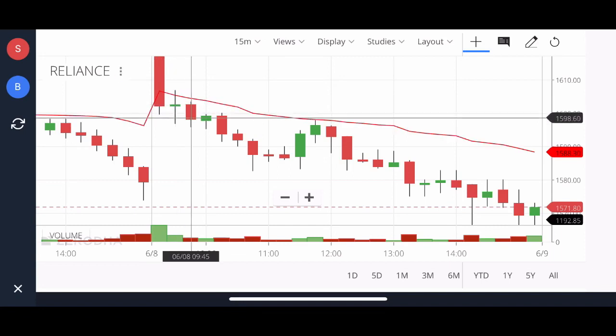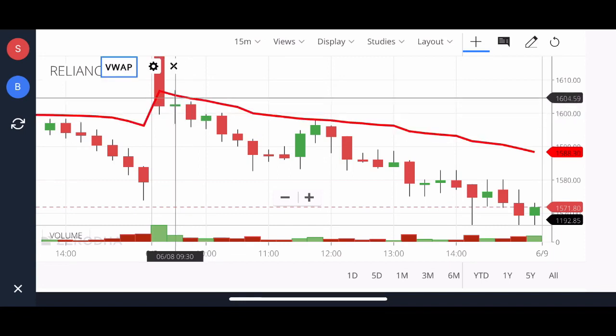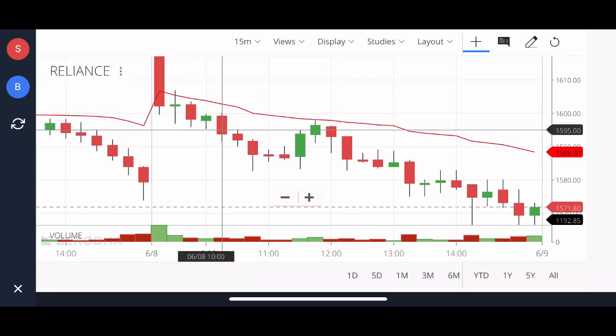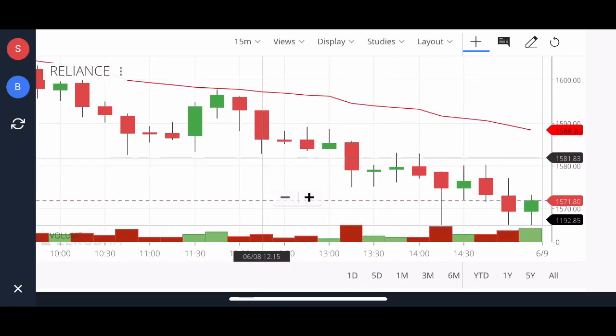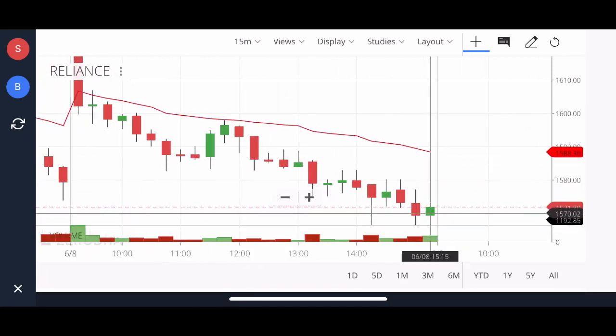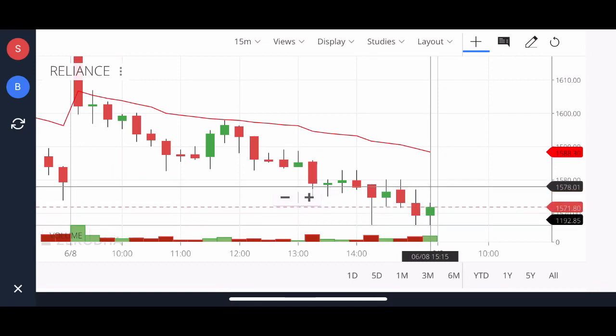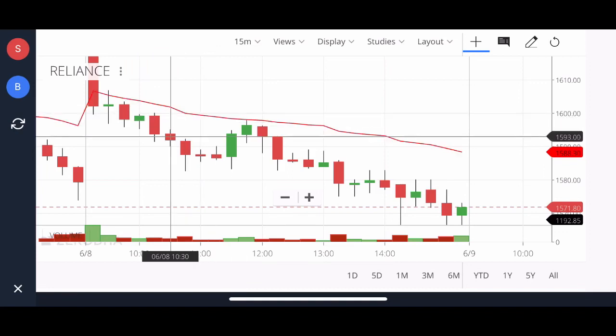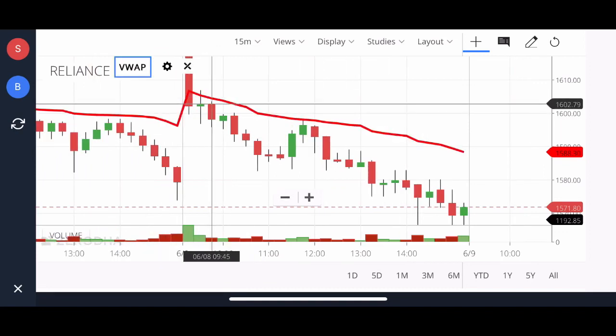Now this is also a negative red candle, so you can sell the stock here, and see it has continued to move down and made a low of around 1565 today. So this is a very useful indicator.